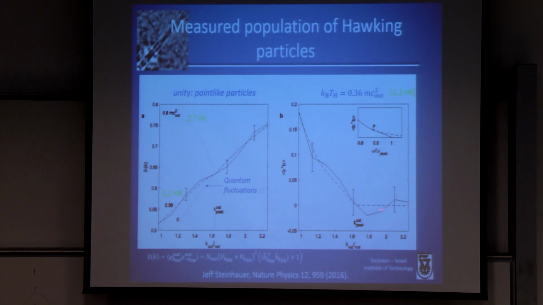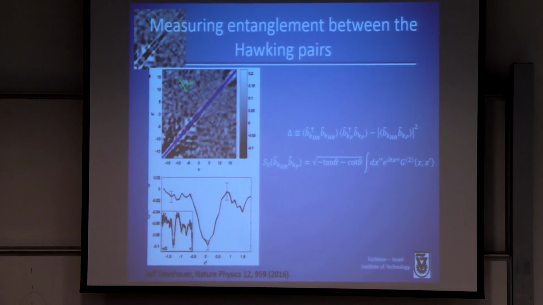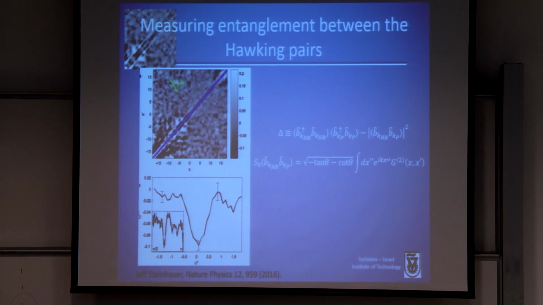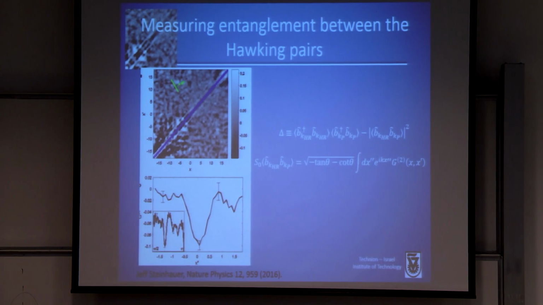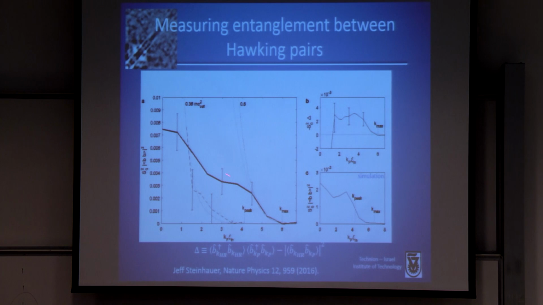And so here's the measured population. And it agrees well with the Planck distribution, which is the dashed curve. And this gives us a measured Hawking temperature of 0.36 mc squared, or 1.2 nanokelvin. So that's the measured Hawking temperature. We can now measure the entanglement. We just need to get this second term. We have the population. We then take the Fourier transform of this profile, and that gives us the correlations. So the Fourier transform squared of this profile looks like this. Here it is, the solid curve.